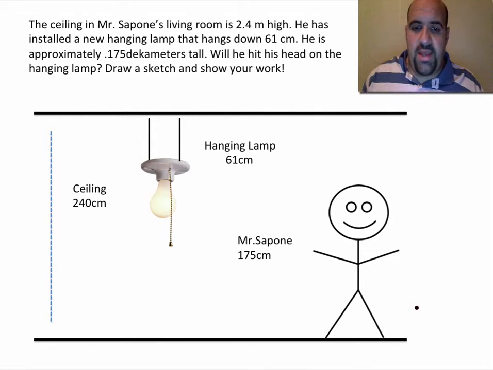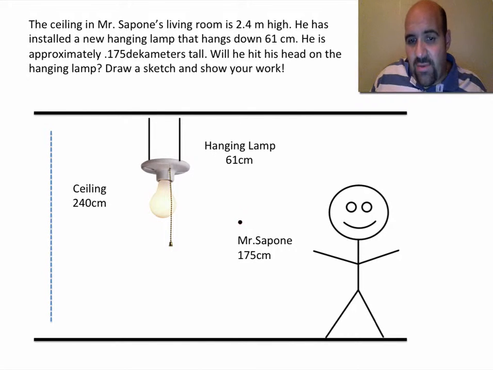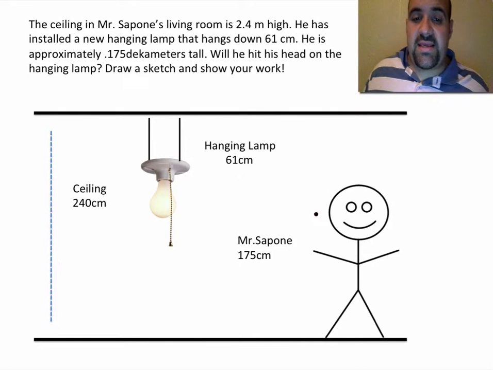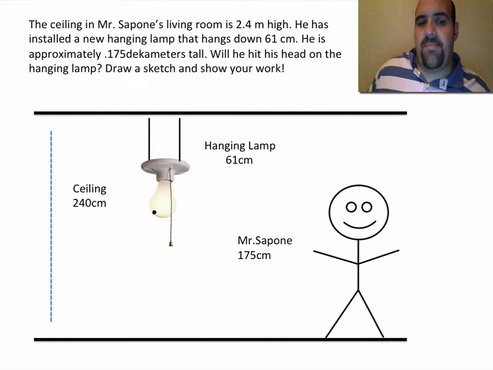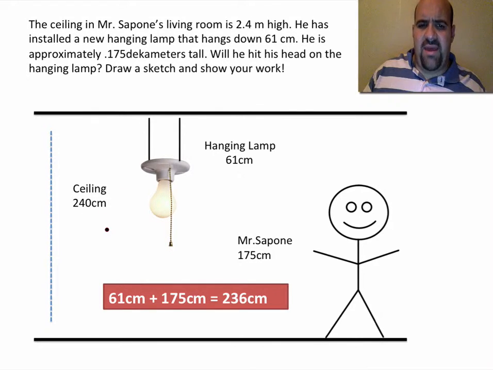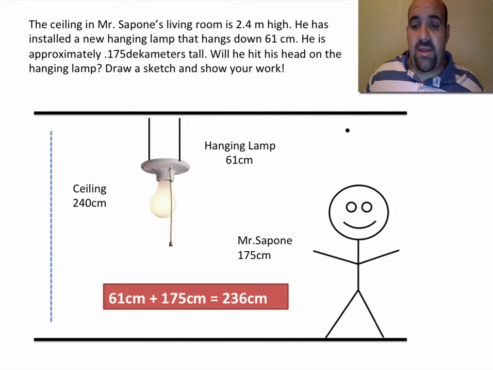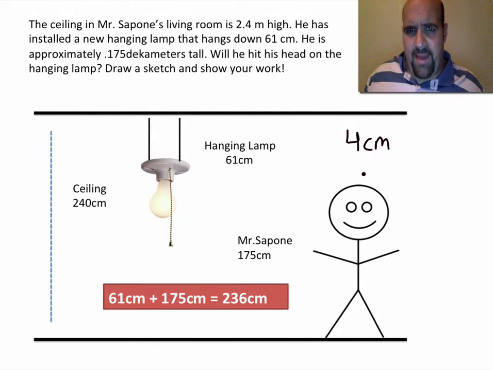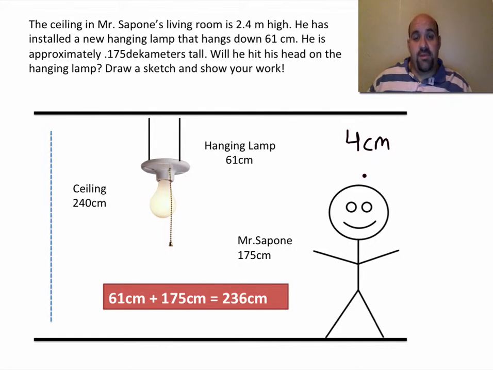So these values are drawn in. Mr. Sapone is 175. The hanging lamp hangs down 61. And the total height of the ceiling is 240, so we just have to see if Mr. Sapone and the hanging lamp equal 240 or not. And if you add them together, 61 and 175 is 236. So what that means is there should be 4 centimeters to spare. I will not bang my head and miss class tomorrow with a concussion, unfortunately for you. So there's 4 centimeters left over after we convert all the units.